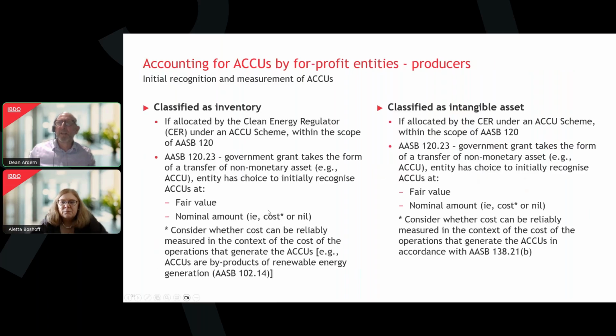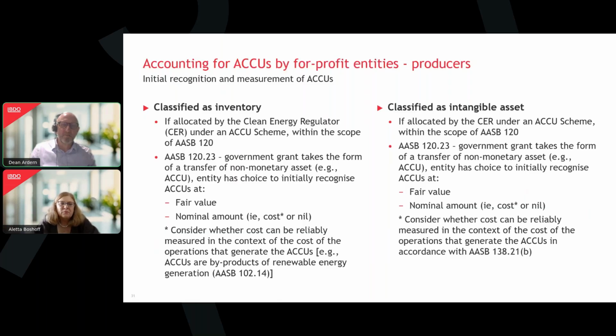Then if we start to move through the initial recognition and measurement, and we are producers, which is a slightly different scenario, then we have to start to think about for-profit versus not-for-profit and how we're getting them. The distinction is, if I purchase them, I'm acquiring them in a transaction from somebody, paying cash or consideration of equal value. Now, if I'm producing them, it's likely that I'm producing them from assets where I can't necessarily identify the cost straight away.